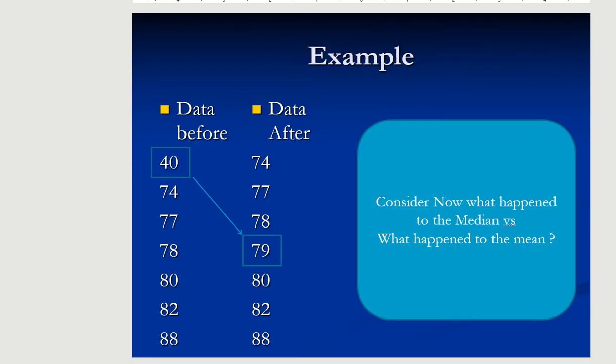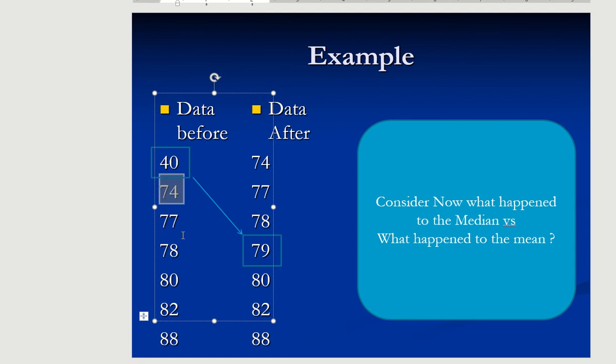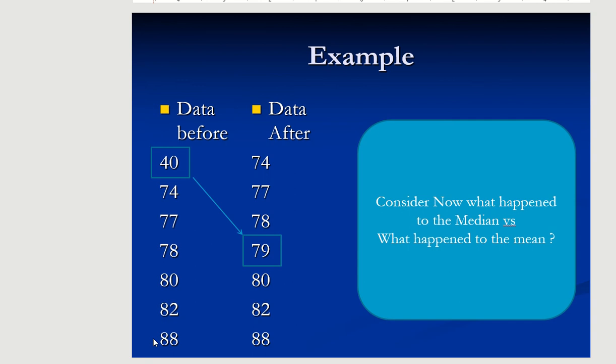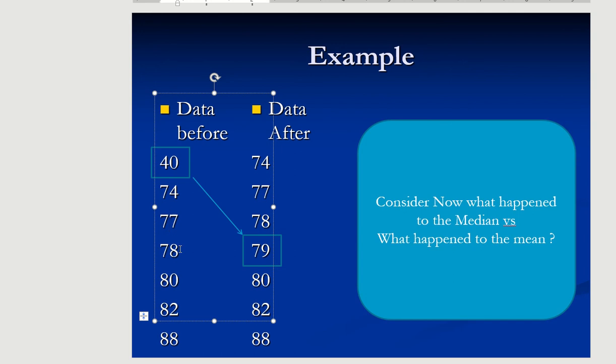The same example we had regarding the grades, 40 all the way to 88. Remember the average was 74. When we changed the 40 to 79, the average became 79 point something. Let's look at the median. What is the median in this set and what is the median in that set? How many observations do we have? 1, 2, 3, 4, 5, 6, 7. 7 plus 1 is 8, divided by 2, is the fourth observation. So the median is 1, 2, 3. The fourth observation is 78.